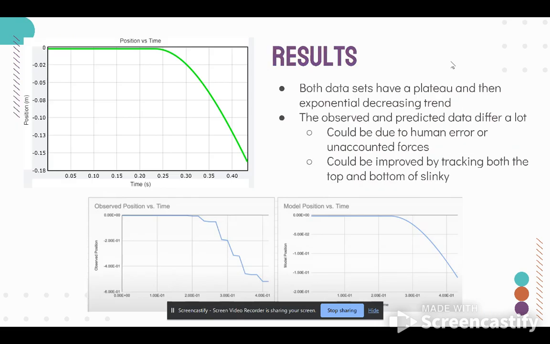Looking at the results of the lab, the observed and predicted drag data differ a lot, and this may be due to human error when using Tracker, as mentioned before for the observed data. Additionally, it may be due to unaccounted forces in the computational model. One way to make the data more accurate could be to track the motion of both the bottom and the top of the Slinky.